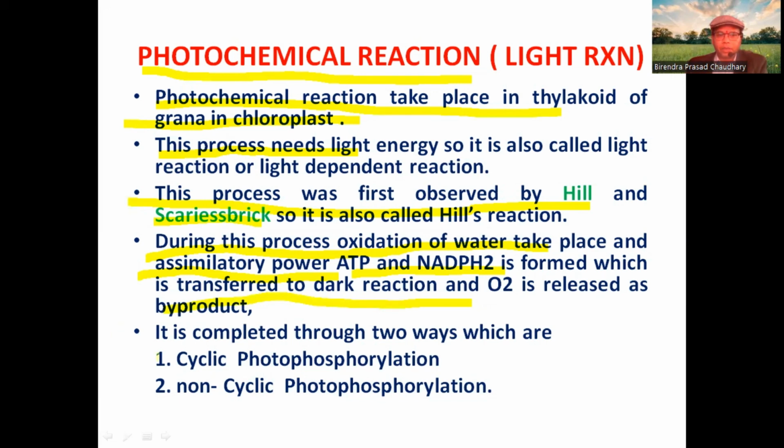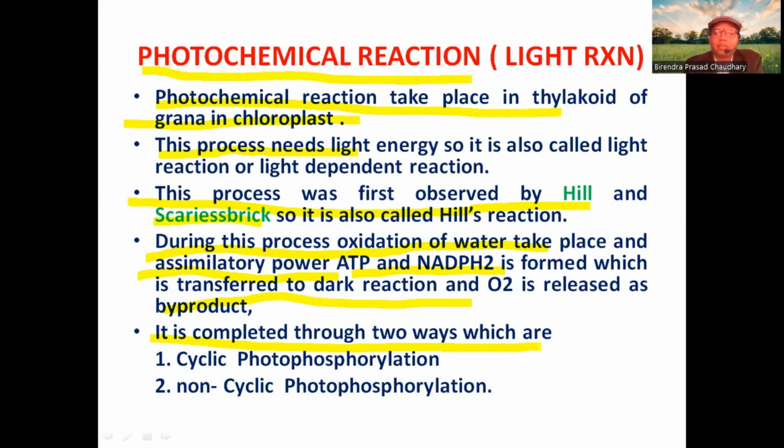Next, it is completed in two ways, which are cyclic photophosphorylation and non-cyclic photophosphorylation. The photochemical reaction, which is also called light reaction or light dependent reaction, is completed in two ways, and mainly we can regard it as photophosphorylation. This process is sometimes also called photophosphorylation.